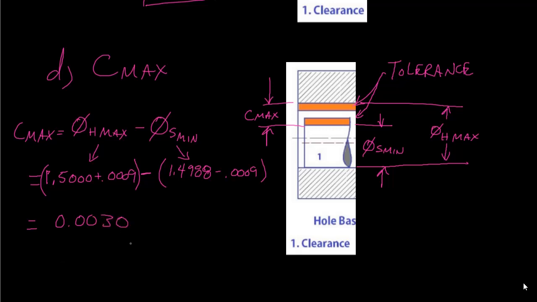But I need to keep this fourth decimal place. I don't want to drop my decimals. So we'll put a box around that, and then that is our maximum clearance.